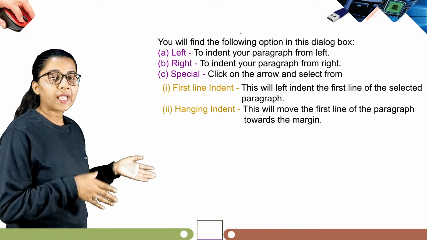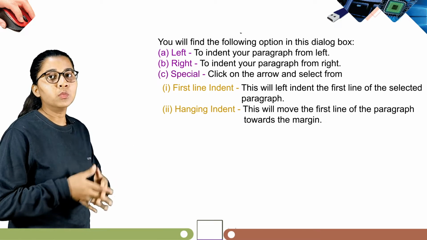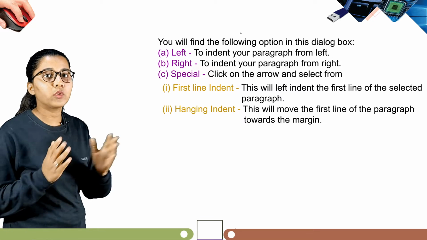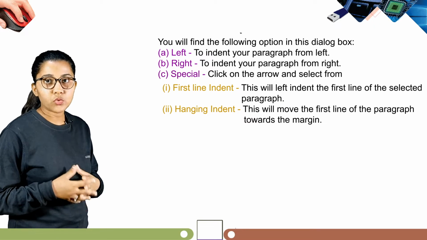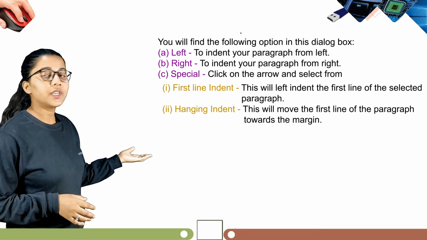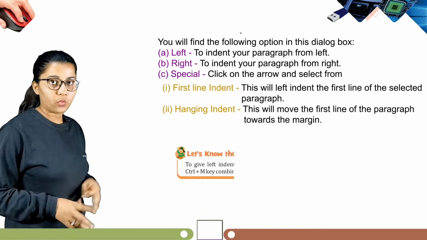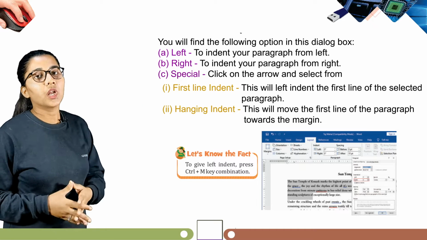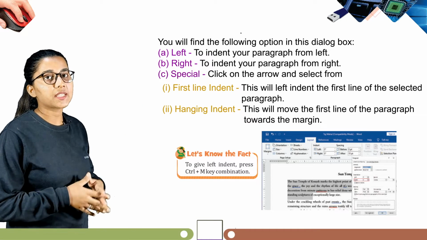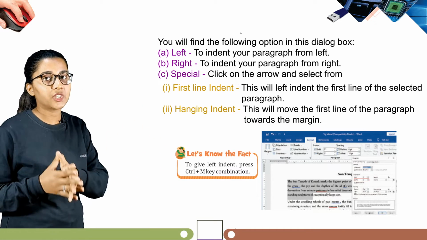Second, Hanging indent. This will move the first line of the paragraph towards the margin. So students, here you can see the interface of MS Word. So students, it's time to know an interesting fact. To give left indent, press the Ctrl plus M key combination.